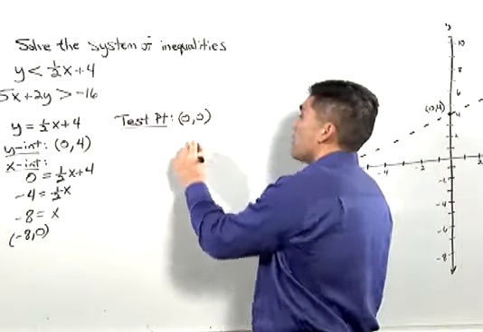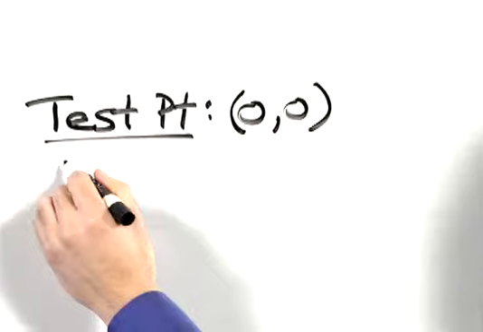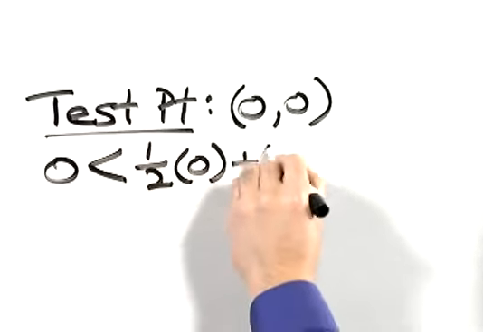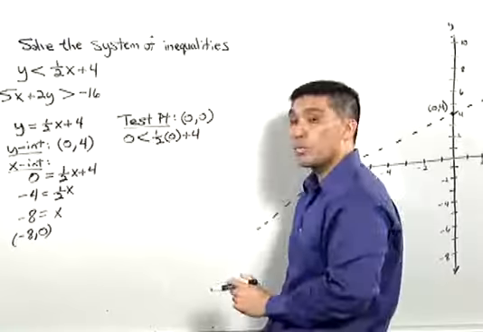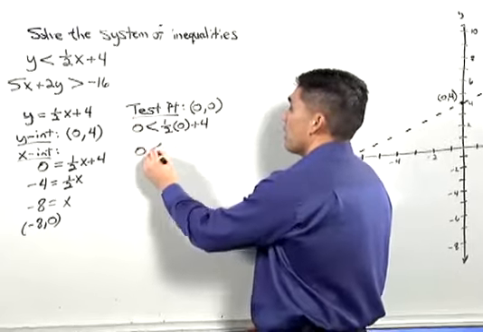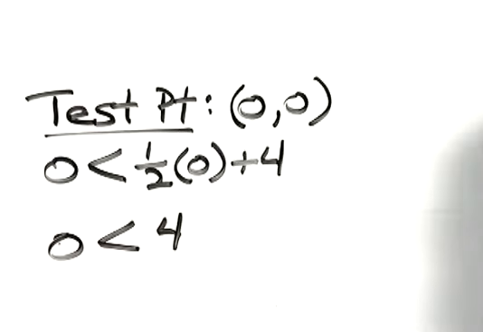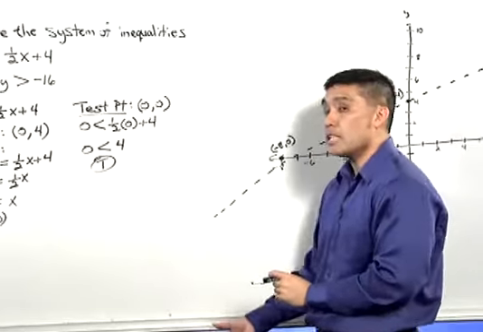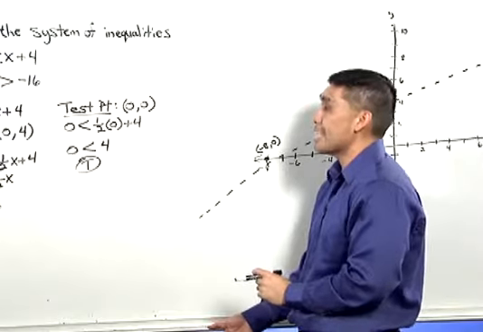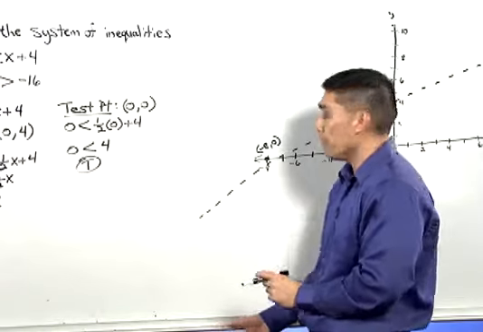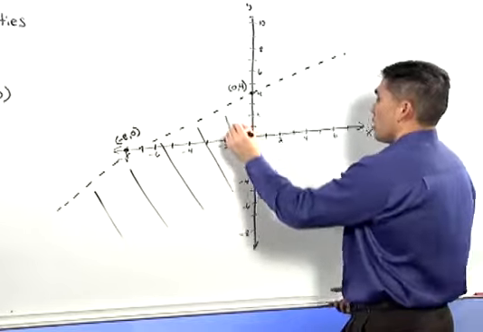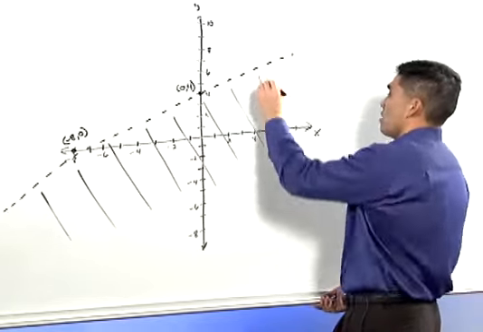If the test point is 0, 0, the first inequality becomes 0 is less than 1/2 times 0 plus 4, which when we simplify becomes 0 is less than 4, which is a true statement. That means we need to shade this graph on the side that contains the point 0, 0. And we shade that by making these marks.